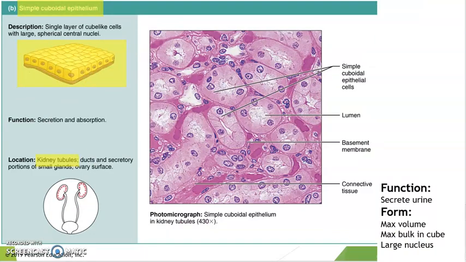If you think about cuboidal epithelial tissue, that could easily be in a kidney tubule. Kidneys are associated with an enormous amount of secretion. When your function is to secrete urine, you're going to want a cell that can hold a maximum volume and really hold a lot of bulk. A cuboidal cell and a cuboidal epithelial tissue really does take care of that. At the same time, you have a lot of space there for a large nucleus.